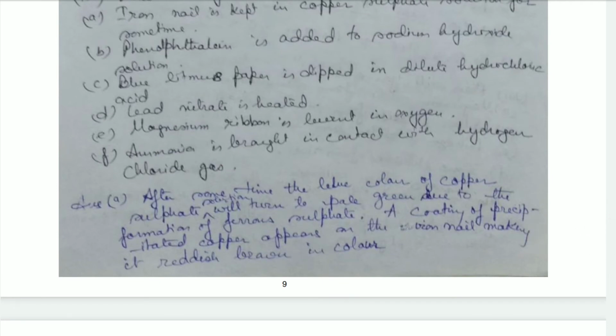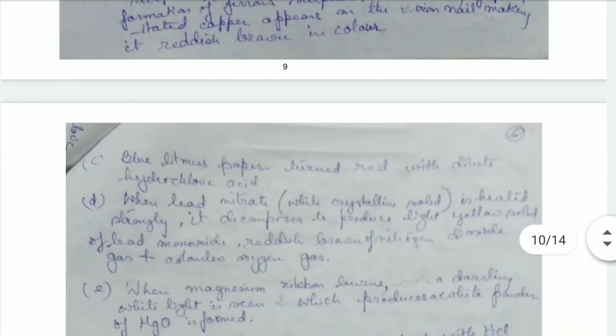Okay, so I'm going to the third one, that is blue litmus paper dipped in dilute hydrochloric acid. When blue litmus paper is dipped in dilute hydrochloric acid, the litmus paper turns red, because acid will turn moist blue litmus paper red.